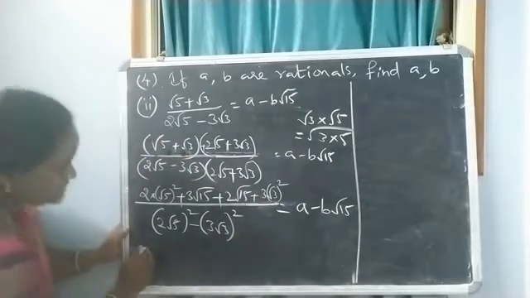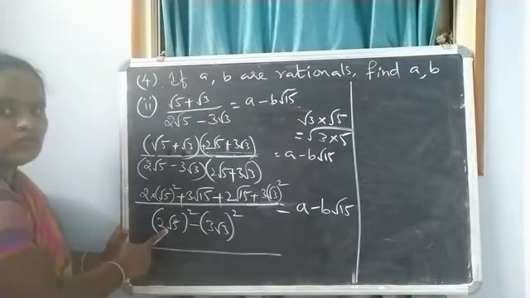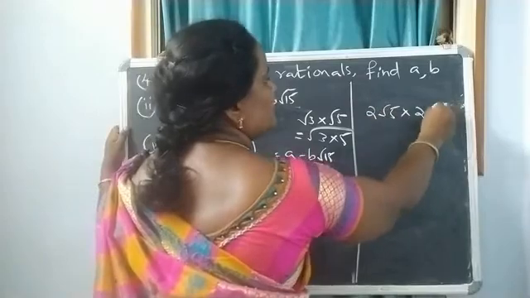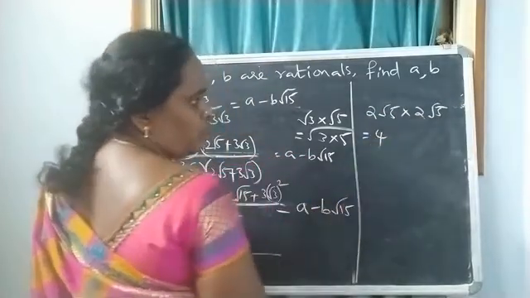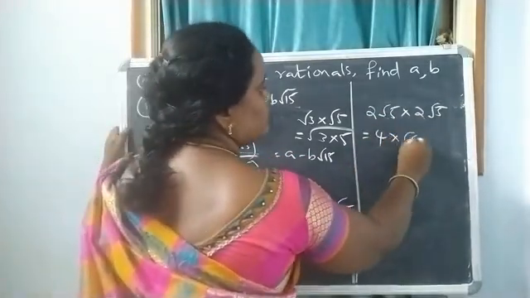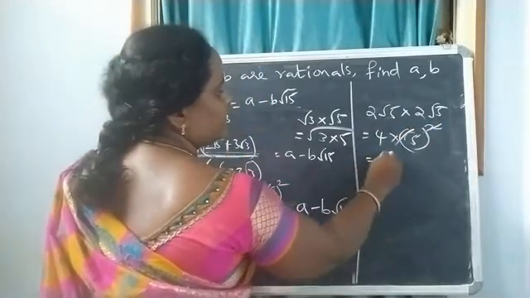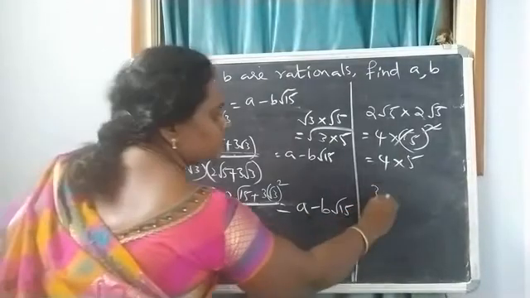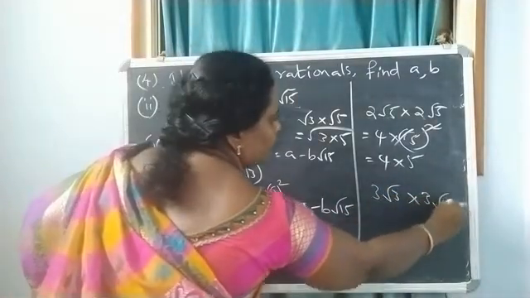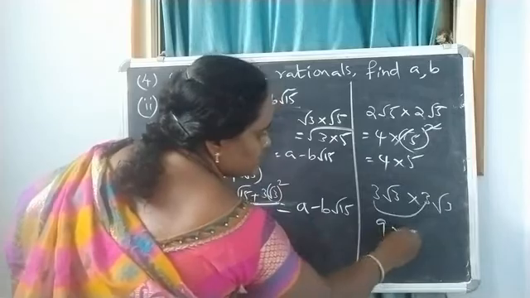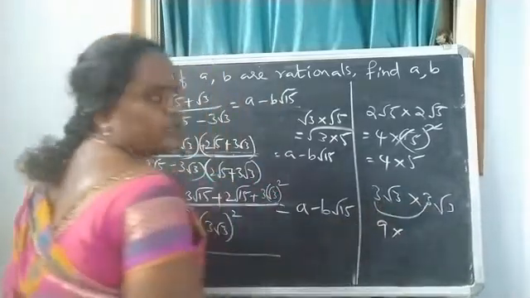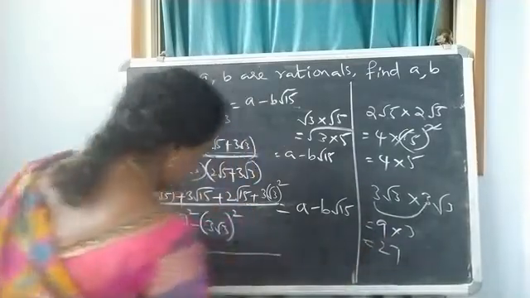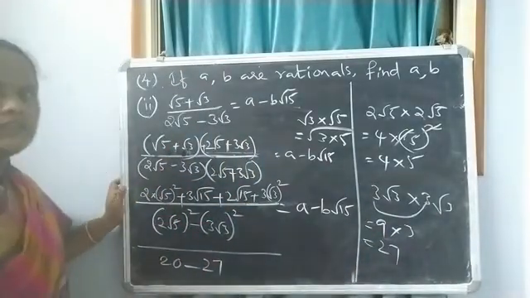Now, this is equal to, what is 2 root 5 whole square? If we see, 2 root 5 whole square is 2 root 5 into 2 root 5. 2 into 2 is 4. Root 5 into root 5, that is root 5 whole square. Square and square root cancel. 4 into 5, 20. Minus 3 root 3 whole square. 3 root 3 into 3 root 3. In the same way, 3 into 3 is 9. Root 3 into root 3 is root 3 whole square. Square and square root get cancelled. That is 3. 9 into 3 is 27. So 20 minus 27 in the denominator.